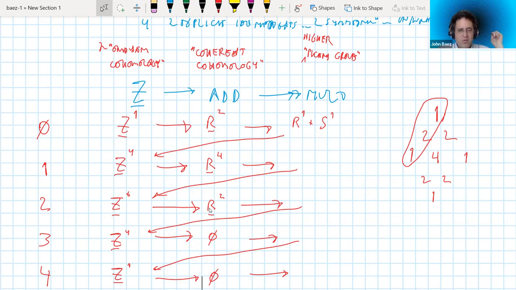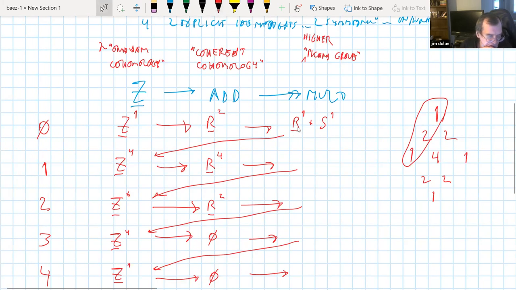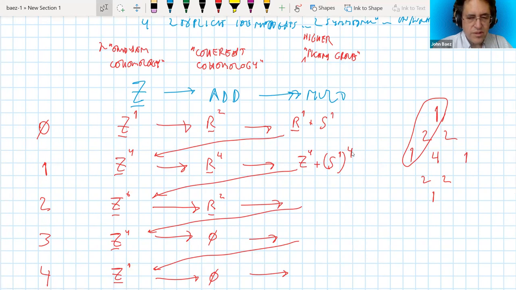So this first blank one is the Picard group, which, in the example that we're thinking of, is like Z to the fourth plus S1 to the 4? Is that right? Yes.